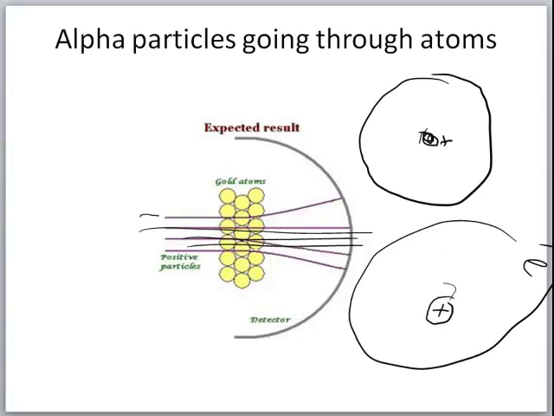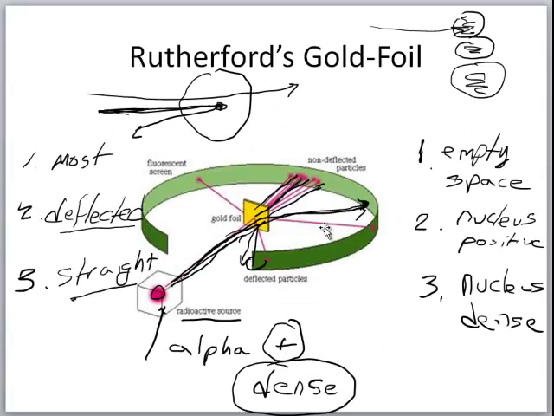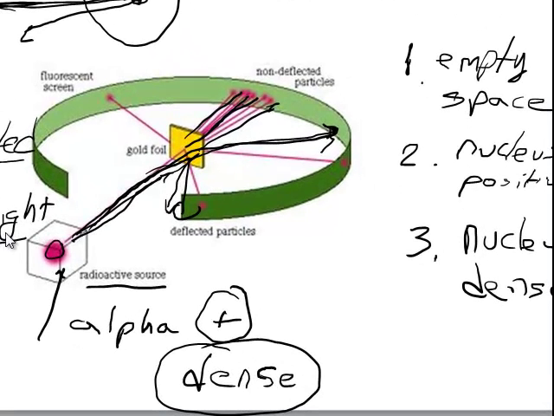So just going back to review quick. Thomson discovers the electron. He discovers it's a fundamental particle with a negative charge because in the vacuum tube, the beam always went from negative to positive, and it worked with every gas that he tried. Rutherford discovers the structure of the atom by noticing most of the alpha particles go straight through the gold foil. Some of them are deflected, and some of them are shot straight back at him, telling him the atom is mostly empty space, the nucleus is positive, and the nucleus has to be very dense.